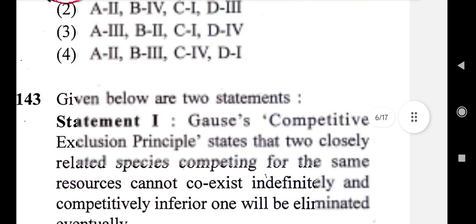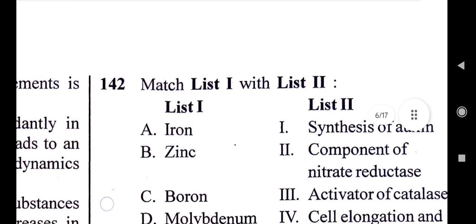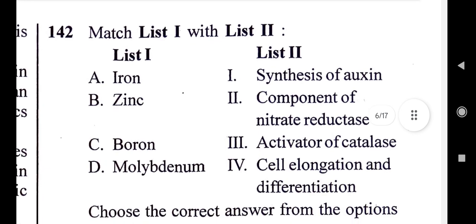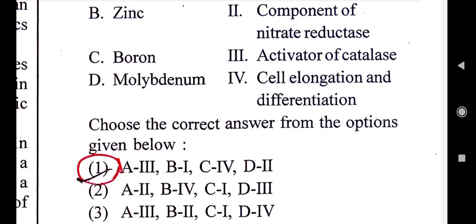Let's see question number 142. Match list 1 with list 2. On the left side is list 1, on the right side is list 2. A, iron, matches with synthesis of oxygen. Zinc, component of nitrate reductase. Boron, activator of catalase. Option D, molybdenum, for cell elongation and differentiation. Choose the correct answer from the options given below.